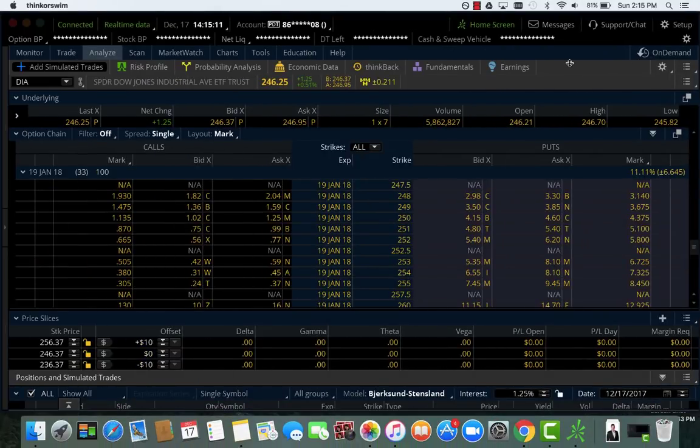So let's go into my trading platform and see what that looks like. I'm looking at DIA. I call these, and everyone calls these, the diamonds. DIA is the Dow Index ETF.